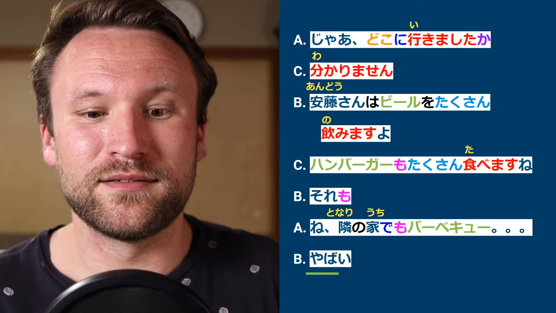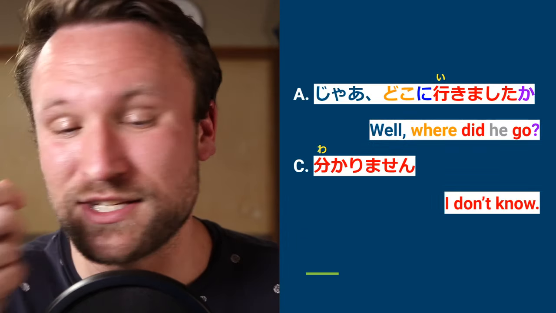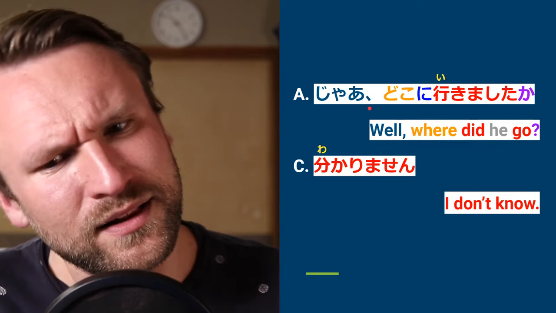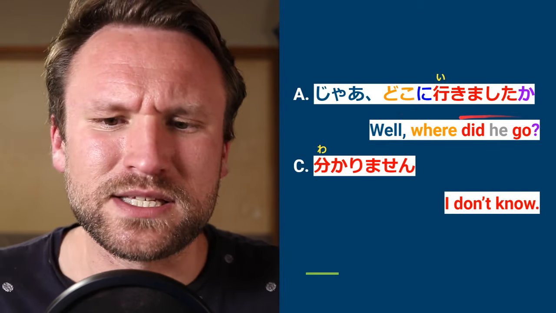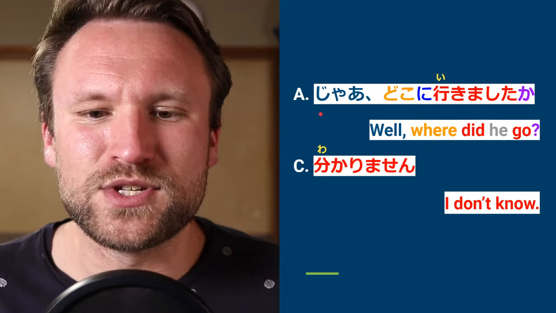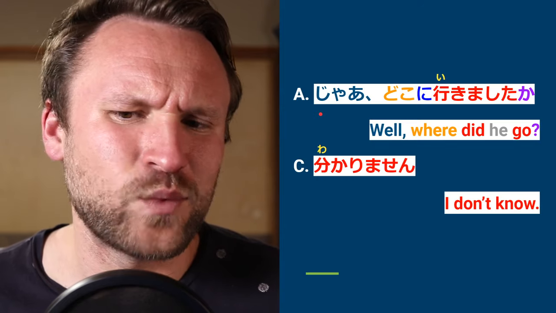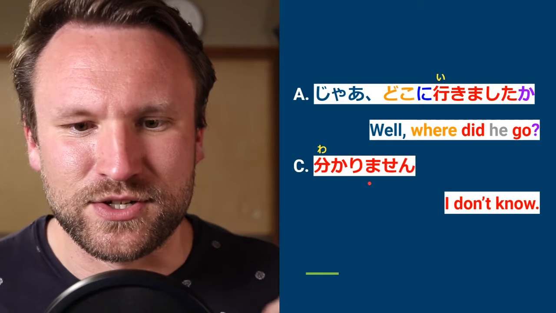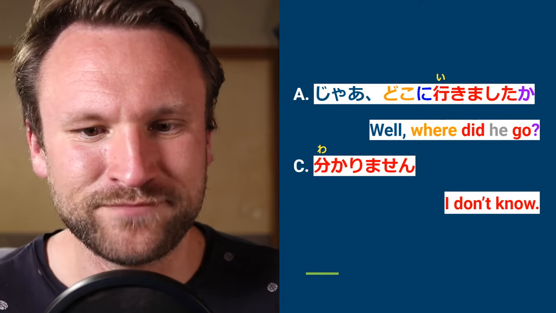Right, let's go over that line by line, and I will get to your questions in a moment. Ja, well, doko ni ikimashita ka? Where did he go then? So this could also be like, then where did he go? So ja could also be translated as, then where did he go? Doko ni ikimashita ka? Wakarimasen, Mr. C says. I don't know. Wakarimasen.